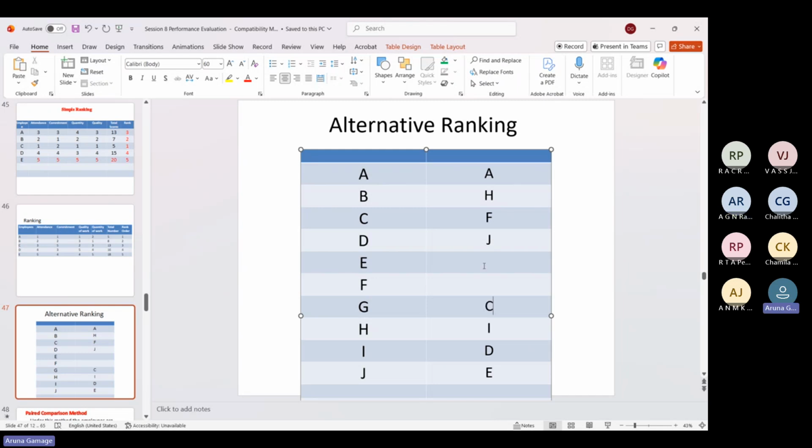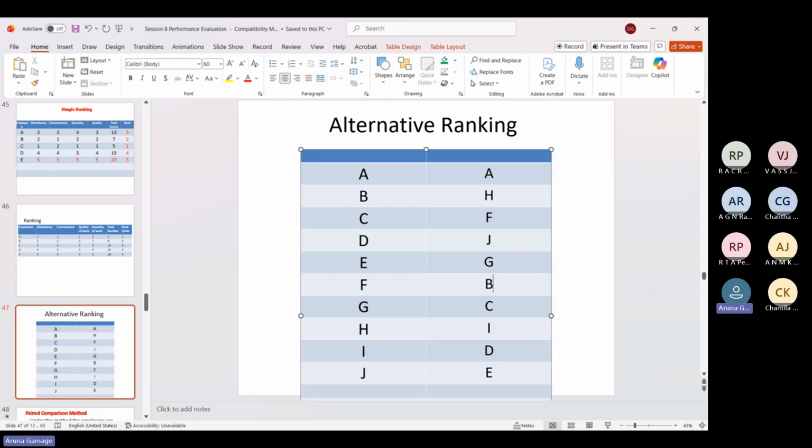2 more remain. Out of these 2, best and worst. Who is the best? Employee G is the best. Worst one? Employee B. Right. Now finished. This is the order. That is the order: A, H, F, J, G, B, C, I, D, E.